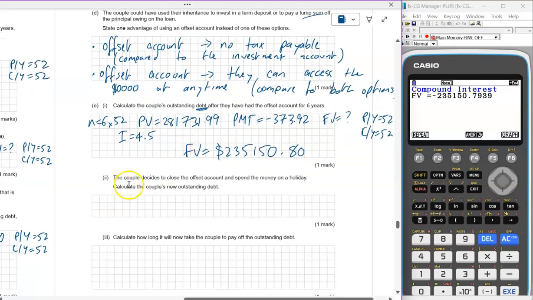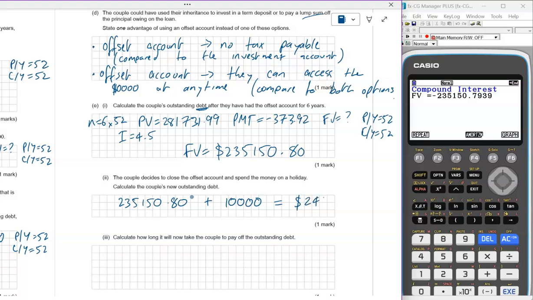The next question says, if the couple close the offset account and spend the money on holiday, what is their new outstanding debt? That's just going to be the debt that we just worked out of $235,150.80. We're going to add the $10,000 from that offset account back onto that debt, which gives them a new debt of $245,150.80.